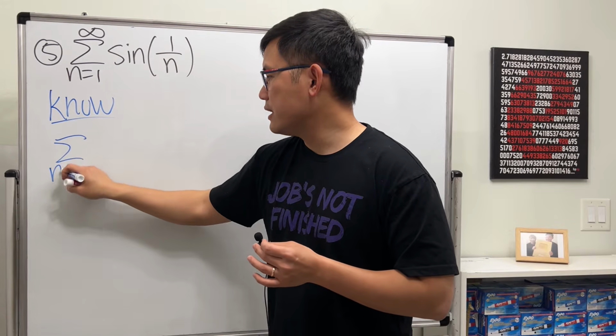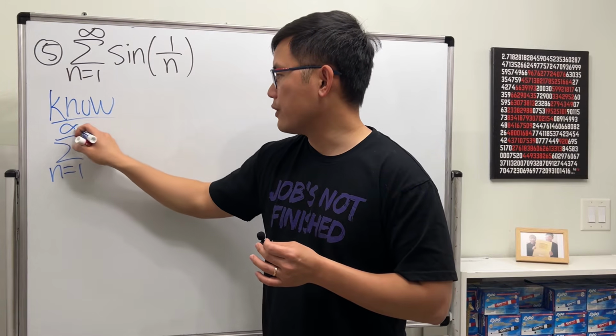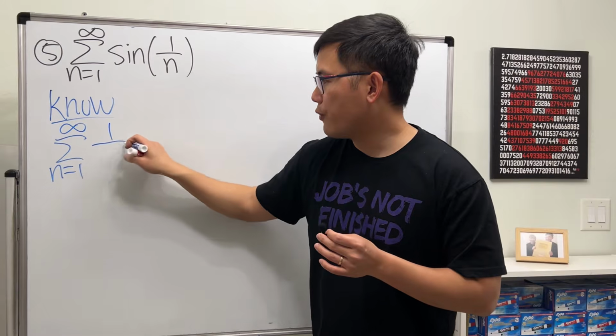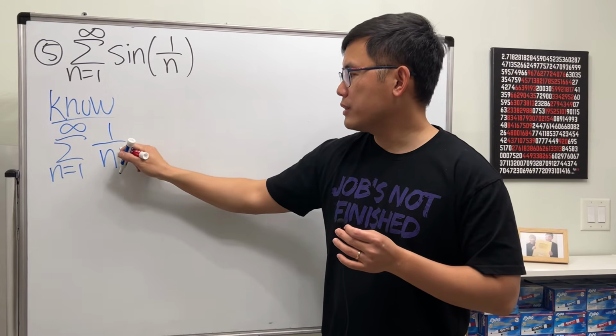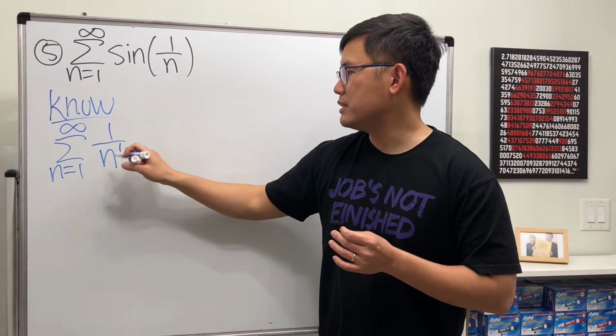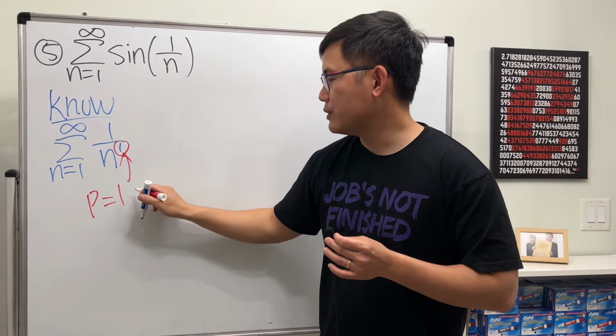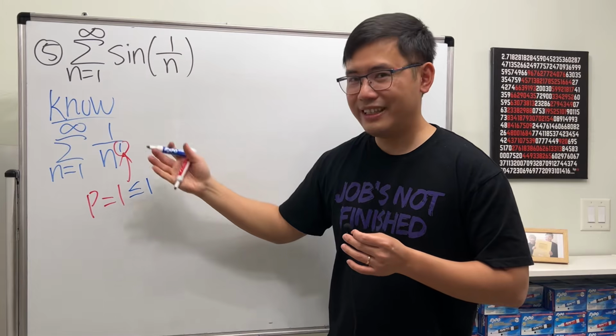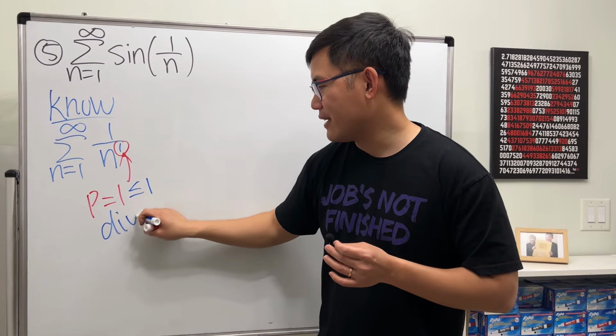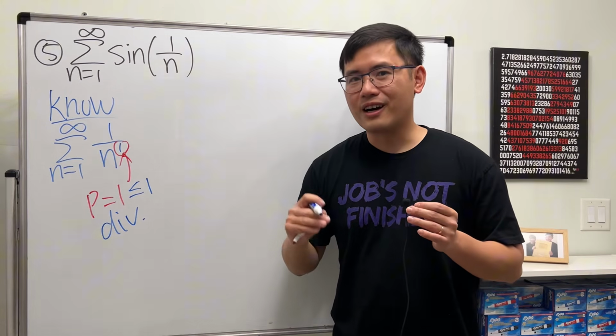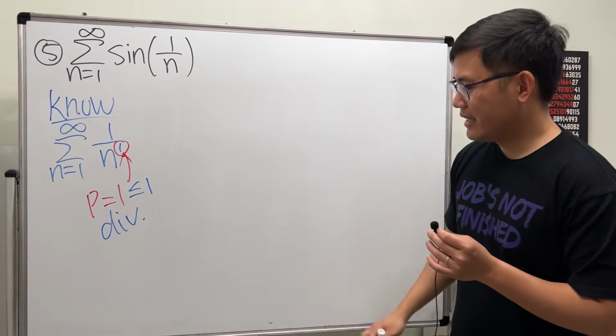If we are just focusing on the series as n goes from 1 to infinity of 1 over n, let's call this the p series. This is n equals 1. So p is equal to 1, which is less than or equal to 1. Therefore, this series diverges. We can also say the harmonic series diverges.